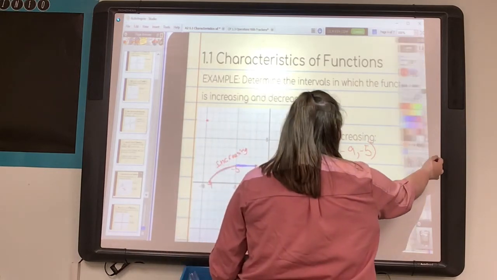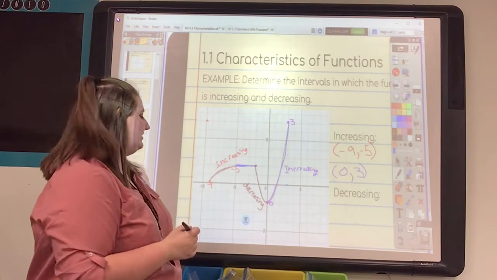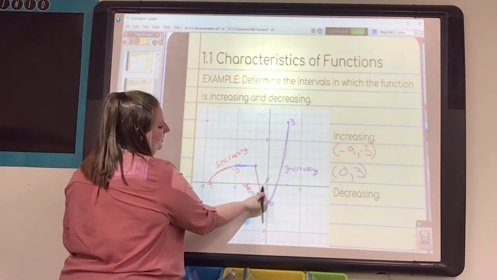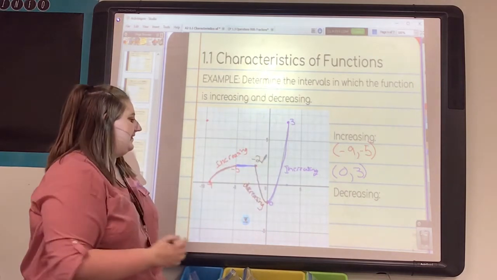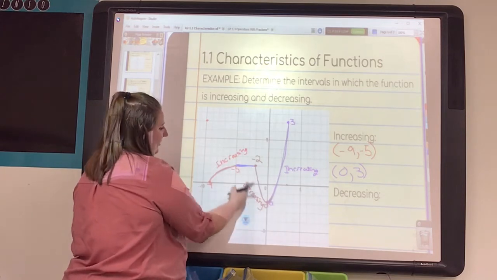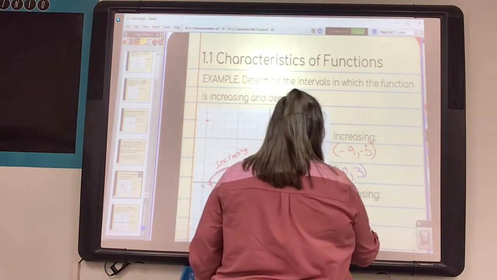All right, and then we need to determine where our function was decreasing. So our function started decreasing right here, we're 2 over, so at -2. And then it continued decreasing till we got to this point, which we already said was 0. So from -2 to 0, we were decreasing.